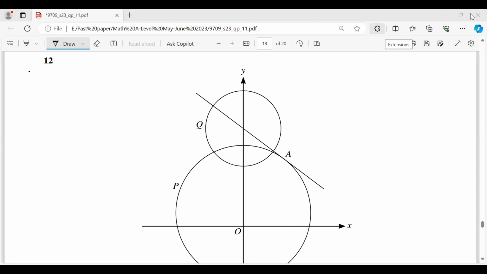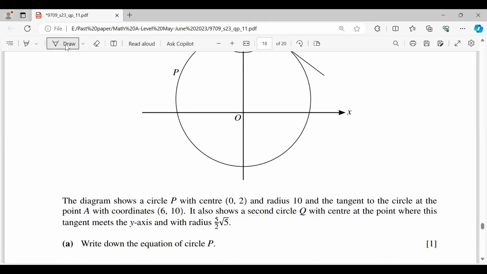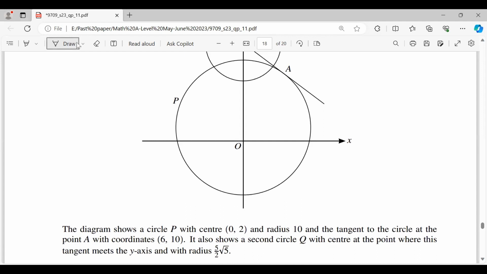Number 12. Look at the question. The diagram shows a circle P with center (0,2), around here, and radius 10. And the tangent to the circle at the point A with coordinates (6,10). It also shows a second circle Q with center at the point where this tangent meets the y-axis and with radius 5 over 2 square root 5.